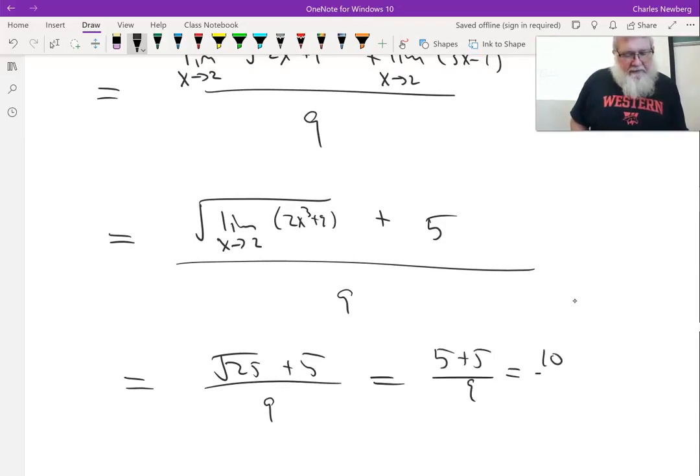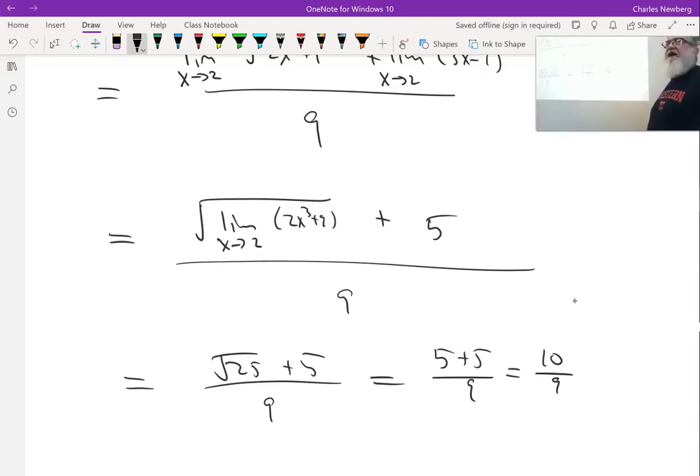So what is this limit? This limit is 10/9. And so we can pull those radicals out of a limit, but we got to make sure if it's even that it has some non-negative number in there.